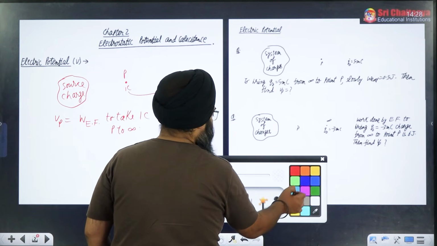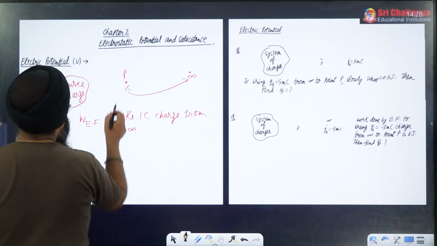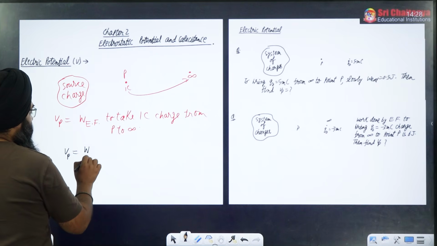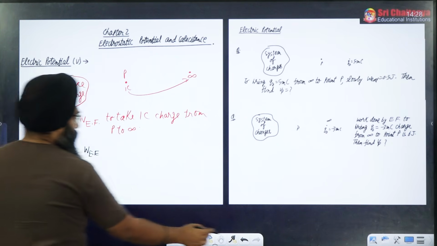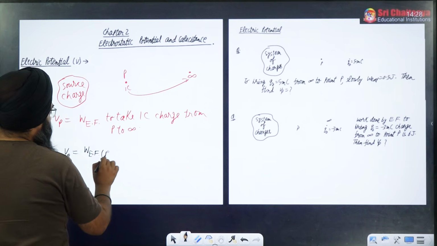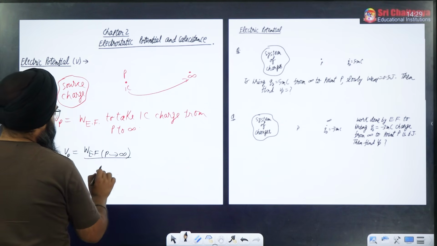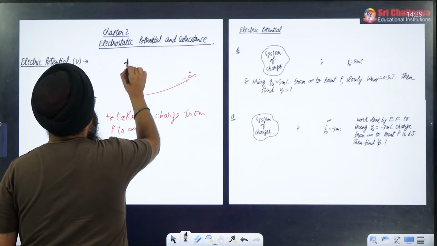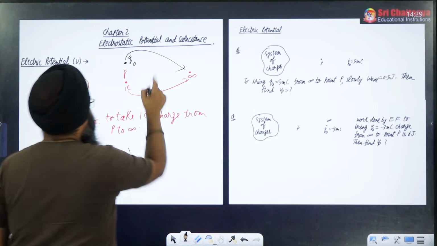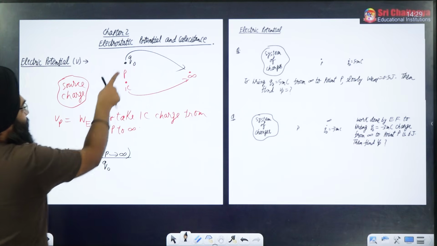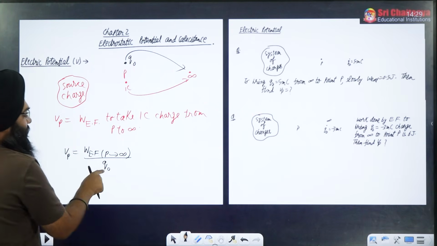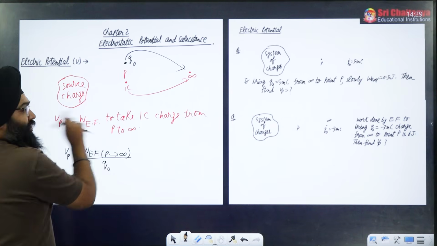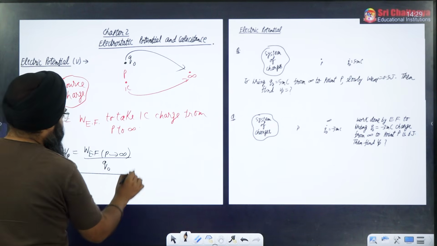Okay, this is basically the concept of electrostatic potential. Suppose I am taking q coulomb of charge, so potential at point P can be written as work done by electric field to take the charge from P point to infinity divided by the value of q naught. Suppose instead of taking 1 coulomb charge, I am taking q naught coulomb charge from P point to infinity, then the work done by the electric field to take this q naught charge from P to infinity divided by the value of q naught will give me the potential at that point. If q naught becomes 1 coulomb, then this definition will hold. So this is basically the actual definition of potential.